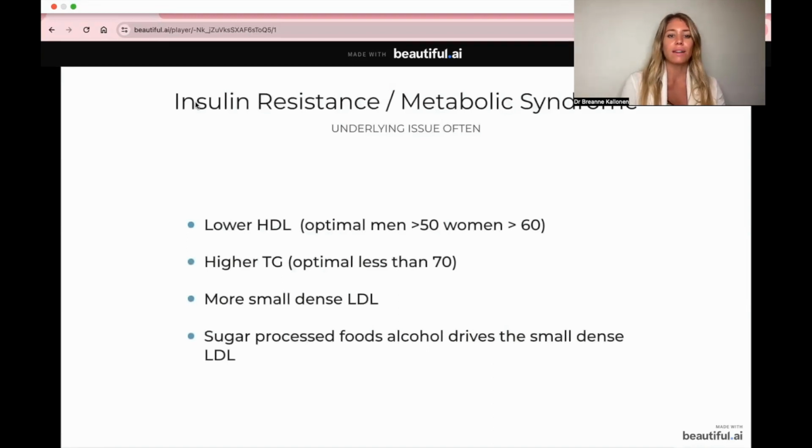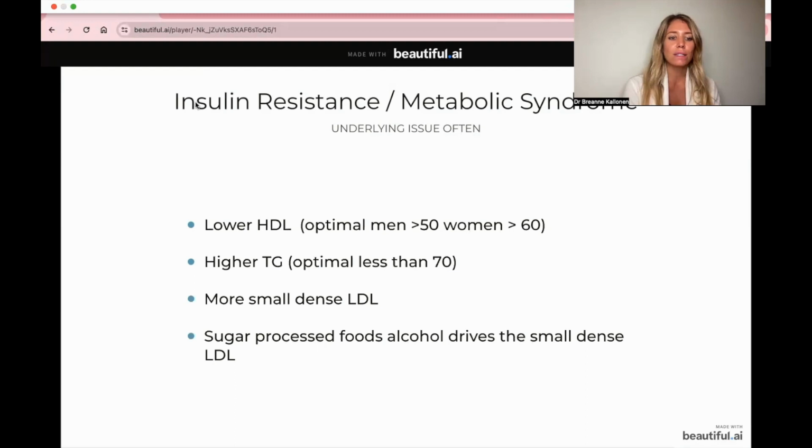Underlying issue, again, I have to say this over and over again: insulin resistance is often the underlying issue that's driving the cholesterol. Not in all cases, but in a lot of cases. What we classically see in insulin-resistant patients is lower good cholesterol, lower HDL. We see higher triglycerides, and we see more of those dense particle sizes, those golf balls that are going to hit you at the pool party that you're not going to enjoy too much.